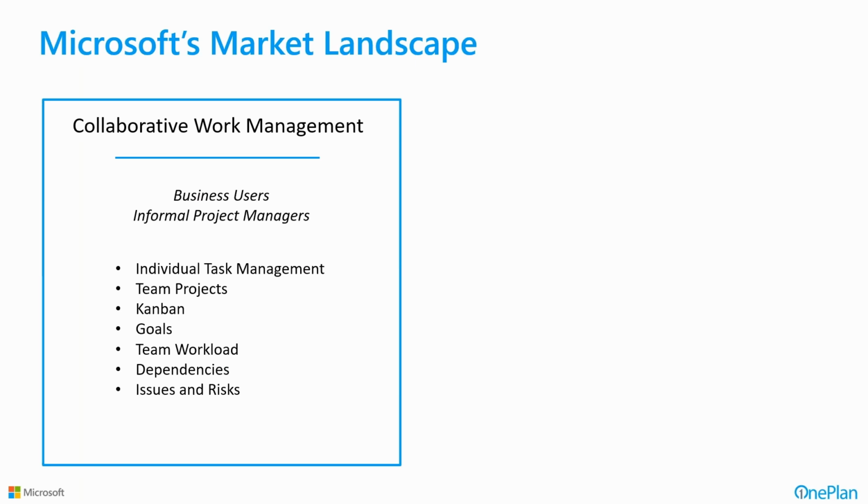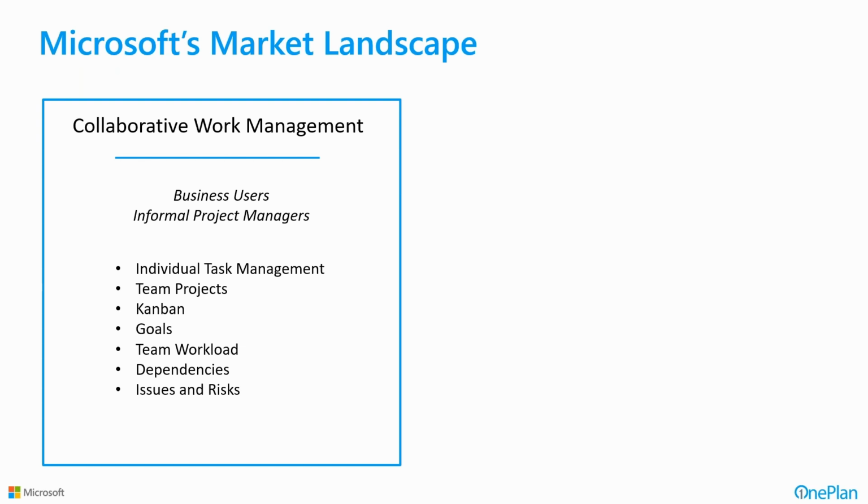There was first collaborative work management, which is that lighter weight, collaborative task and work management that often happens within teams or within organizations, within a limited sphere. So, being able to do something that's easy for business users and informal project managers. There's informal task management and individual task management. There's team projects. There's being able to do Kanban, look at team workloads as far as tasks, maybe some dependencies, maybe some issues and risks, etc. But not all the things that complex projects might require.